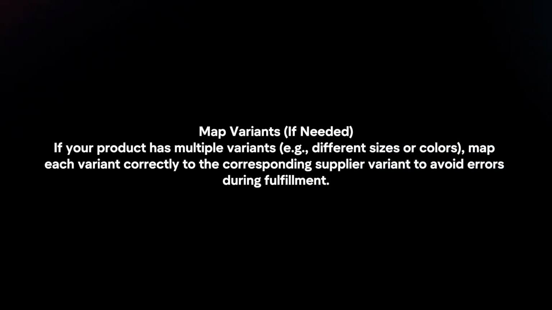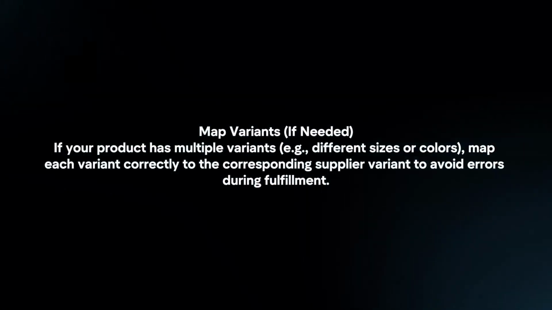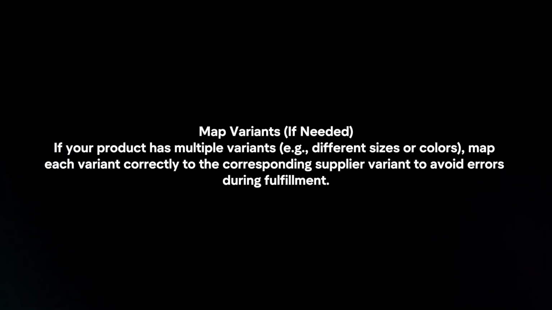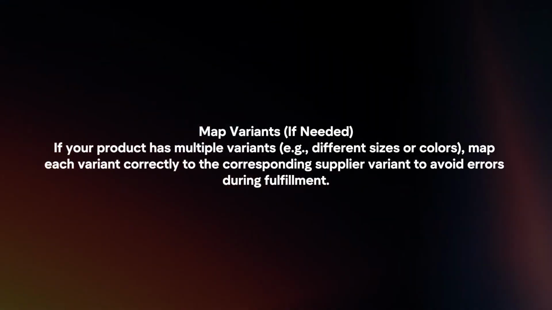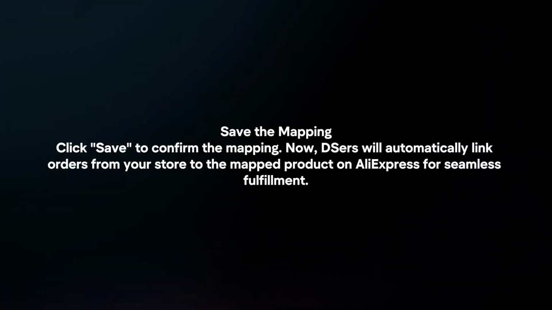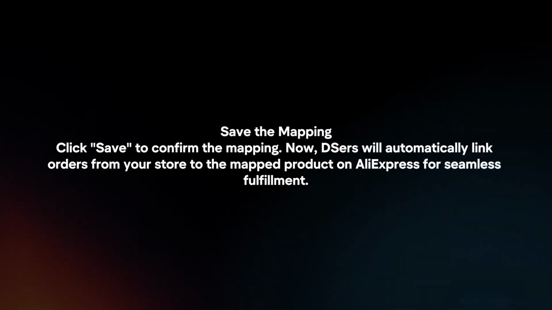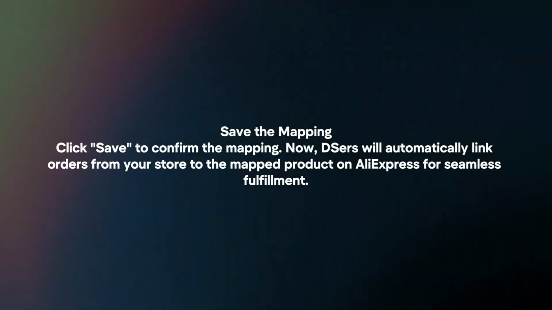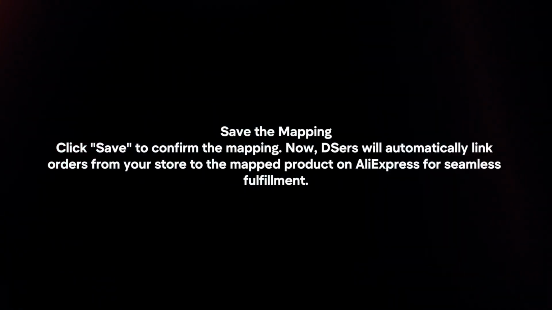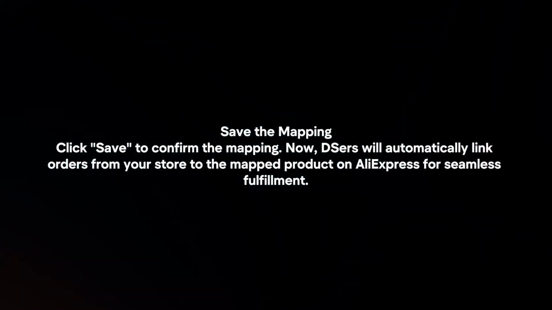Map variants. If your product has multiple variants, map each variant correctly to the corresponding supplier variant to avoid errors during fulfillment. Save the mapping. Click Save to confirm the mapping. Now, DSers will automatically link orders from your store to the mapped product on AliExpress for seamless fulfillment.